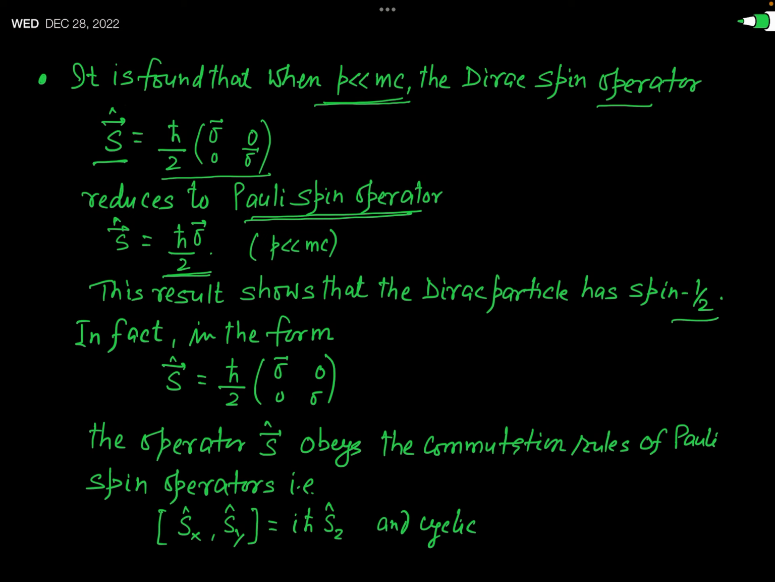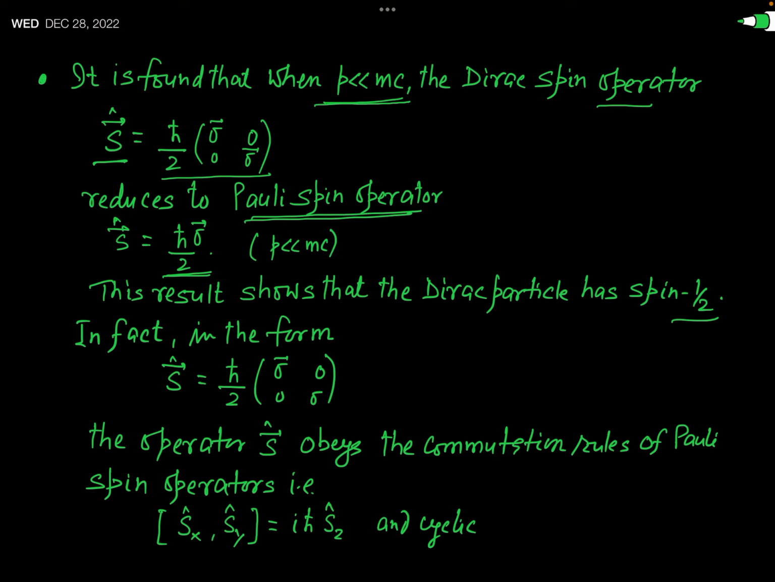So when an objective question is asked, what is the spin of a Dirac particle, or the spin of a particle which obeys the Dirac equation, your answer will be 1 by 2. Half spin is like electron, like proton, like neutron. These are half spin particles, and collectively they are called fermions.